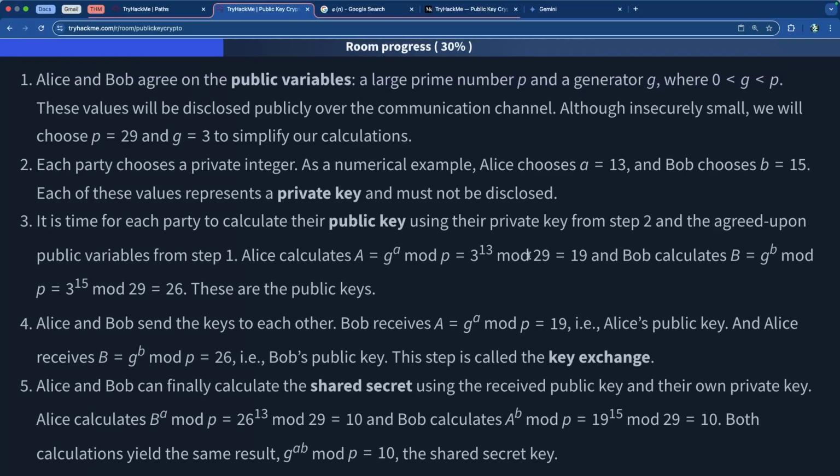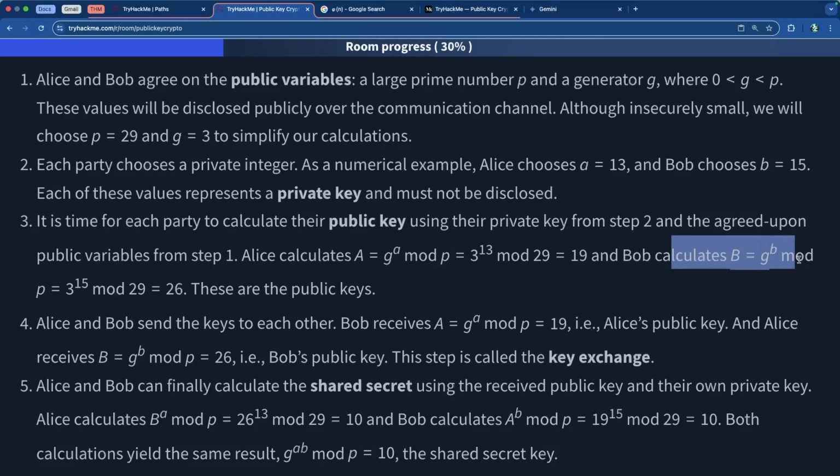Okay, so let's try to see if we can figure this out. A, which is the key for Alice, equals G to the power of A. So G would be 3 to the power of A, which is 13, right? So it would be P equals 3 to the power of 13, okay? So 29 equals 19 would essentially be the abstraction here, right? So if we have 3 to the power of 13 mod, what is that, 29 equals 19.